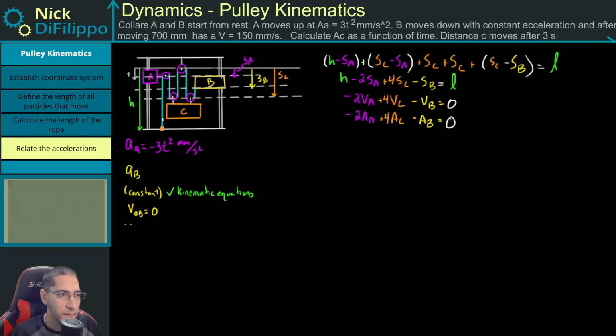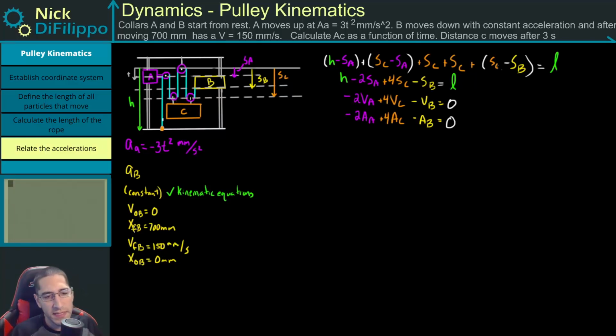So after B moves 700 millimeters, our final position of B is equal to 700 millimeters. It has a velocity of 150 millimeters per second. That means the final velocity of B is equal to 150 millimeters per second. And we also will just say that our initial position of B is equal to 0 millimeters. And that's all that we are given.